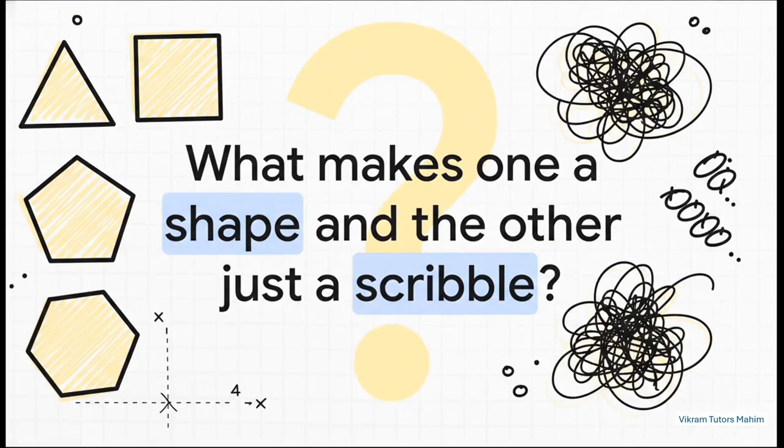Okay, so right off the bat, let me ask you something. Take a look at these two things. To you and me, they might both just look like lines on a page, but in the world of math, one is a very specific type of shape, and the other is, well, it's just a scribble. So what's the deal? What's the actual difference?